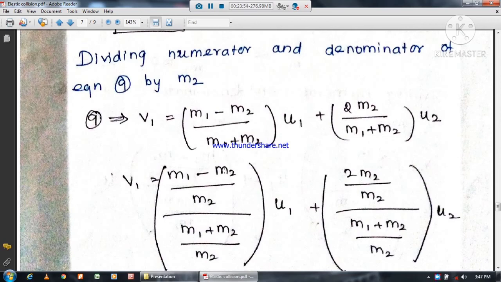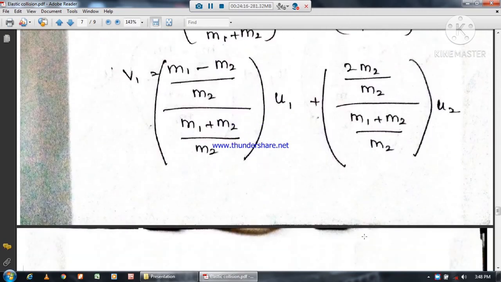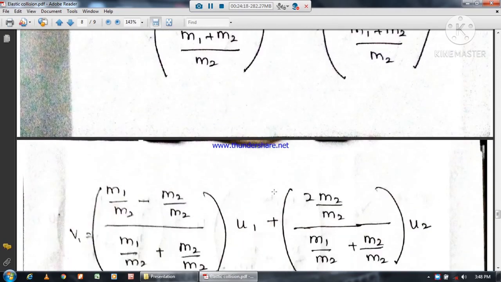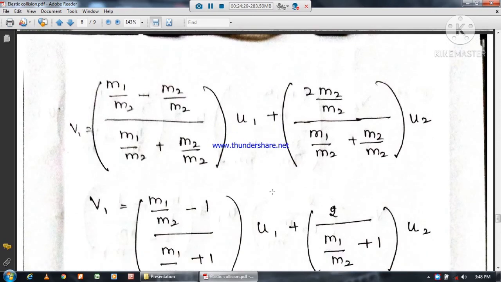Now we divide the numerator and denominator of equation number 9 by m2. We apply the same procedure here also, that is, this is equation number 9 divided by m2, that is m1 minus m2 divided by m2 and m1 plus m2 divided by m2 into u1 plus this 2m2 divided by m2, the whole divided by m1 plus m2 divided by m2.